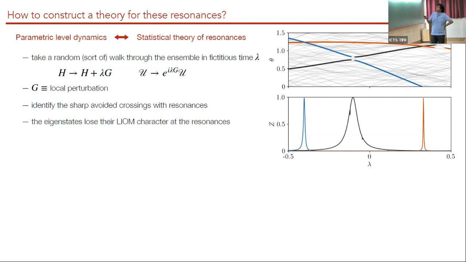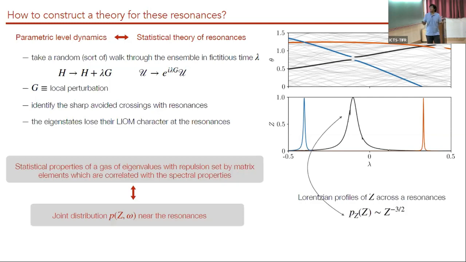Now, of course, there are statistics of this, and there's a statistical mechanical problem to solve, which is basically the statistical mechanics of a gas of eigenvalues which repel each other, with the repulsion set by matrix elements. But it's a bit more complicated than that because these matrix elements are actually correlated with the spectral properties. So what we really want is the joint distribution of this Z and omega near the resonances. That's the quantity that we want to calculate.